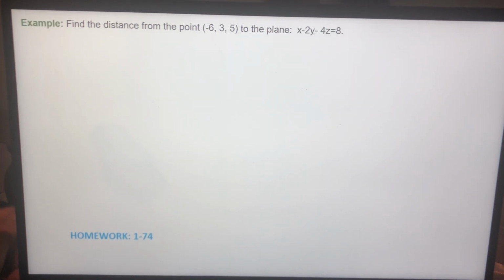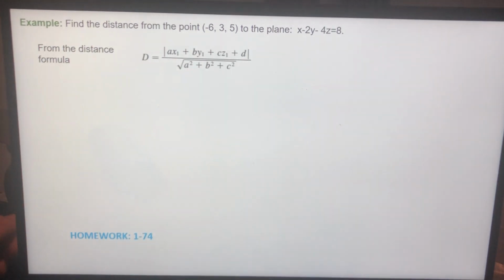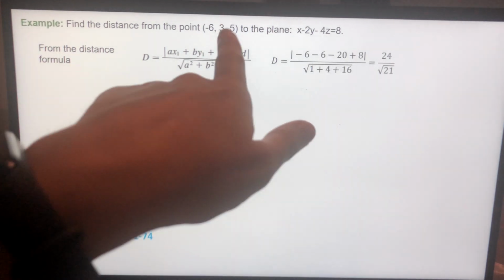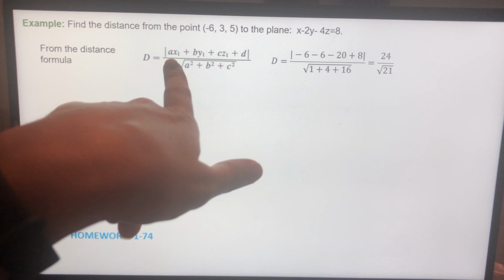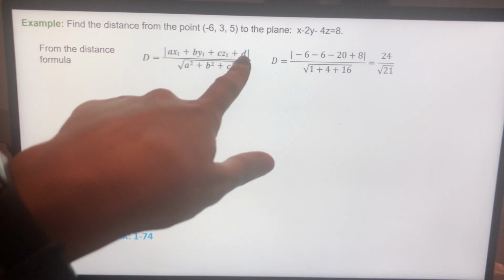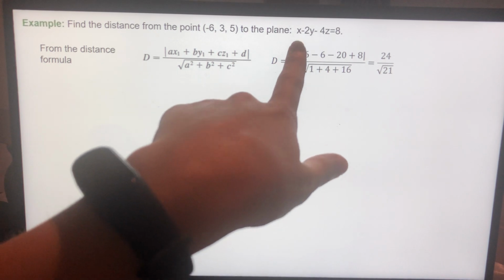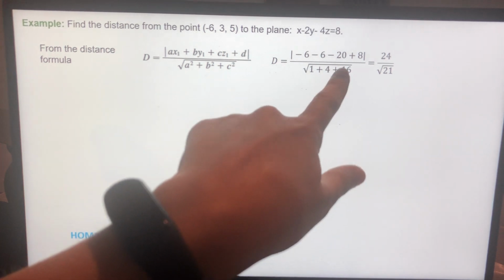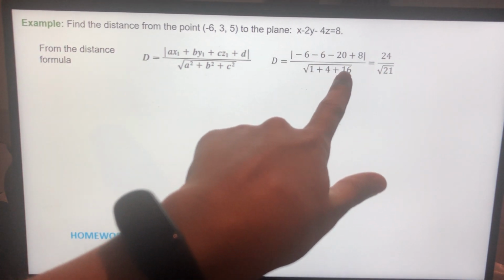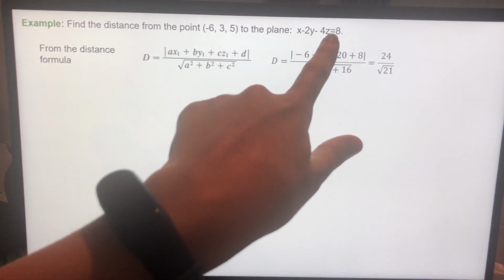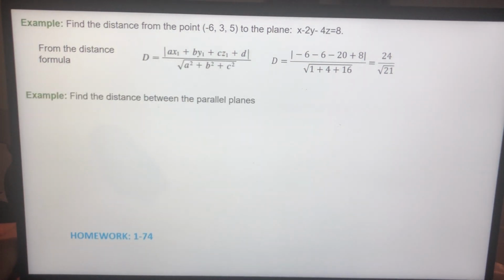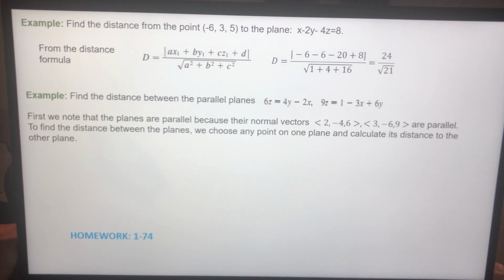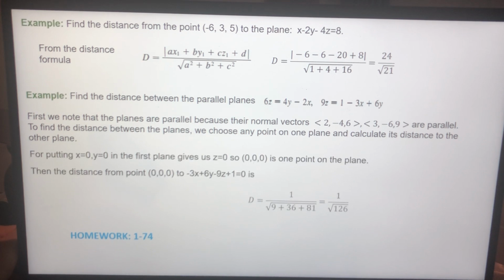And this is just one application for that. What you need to do is just plug in from the formula in here. Okay. Here, as you can see, ax1 plus by1 plus cz1 plus d. Here you go. x is minus 6, 2y is minus 6, 4z is 20. You just plug this point into the plane over the square root of 1 squared plus 4 squared, 16, and you can find that distance easily. Okay. I also provide another example here for you, very similar one. Check that out. We will discuss it on Saturday.